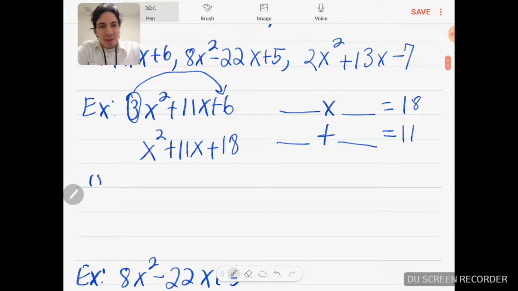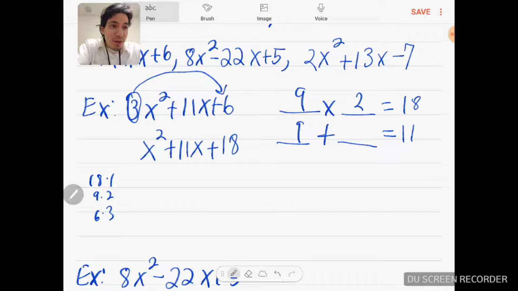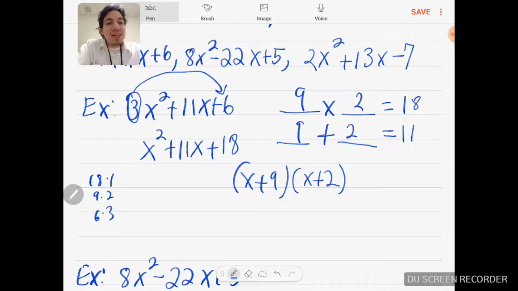So let's think of 18. We got 18 times 1, 9 times 2, or 6 times 3, and that's about it. So 18 and 1 won't work because when you add them, you get 19 instead of 11. 9 and 2 actually work out very well, but here's the difference though. You're not going to put this as your answer, because you're going to get this one, but we want the original equation from the beginning.